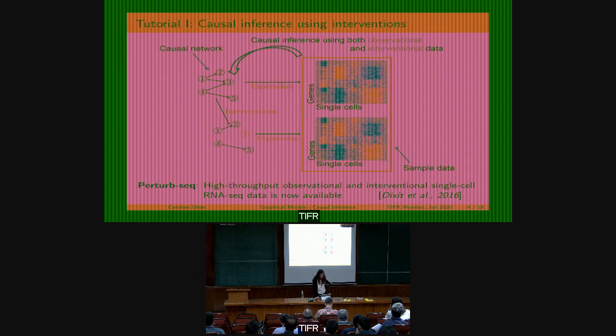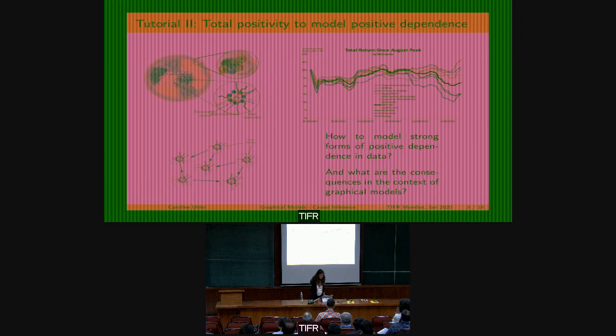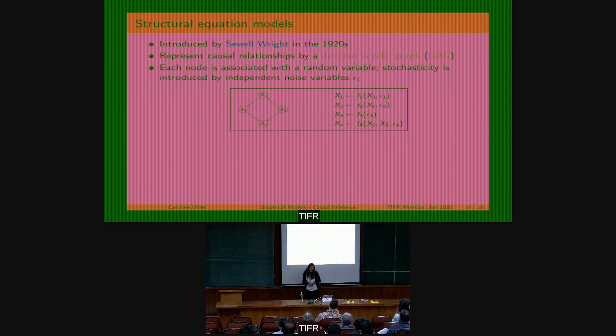Okay, but first we'll talk about this causality and how we use interventional data in order to learn causal structures. I will be using this very old framework by Sewall Wright that I mentioned. That was developed in the 1920s, the framework of structural equation models. It's a very intuitive framework for thinking about causality, or he introduced it to think about inheritance.